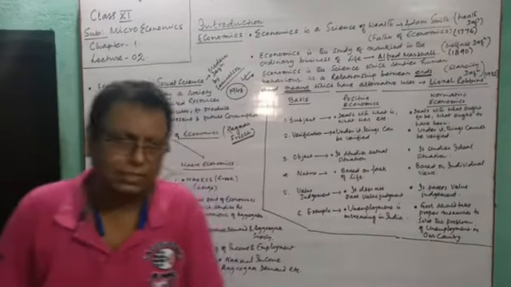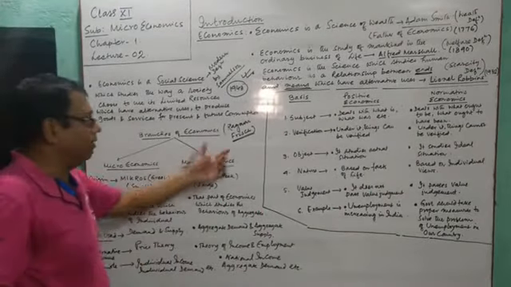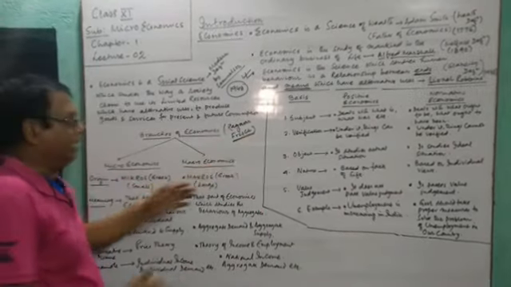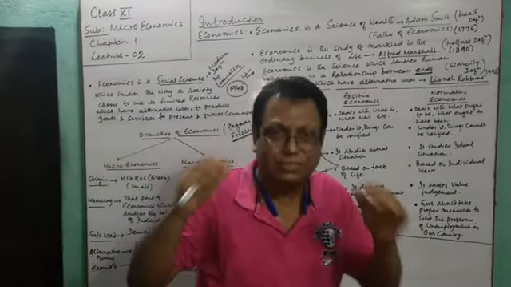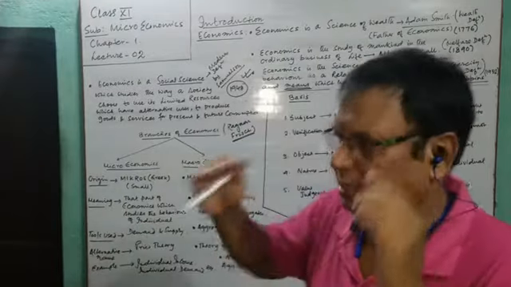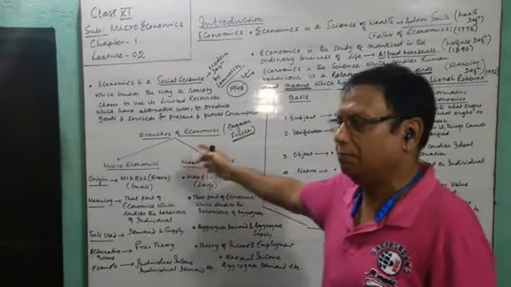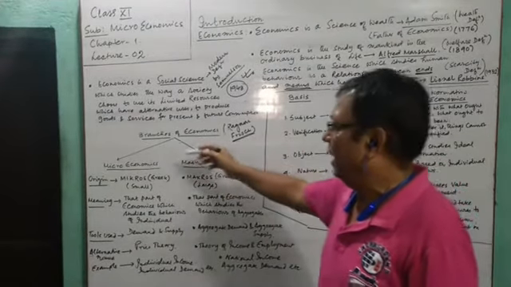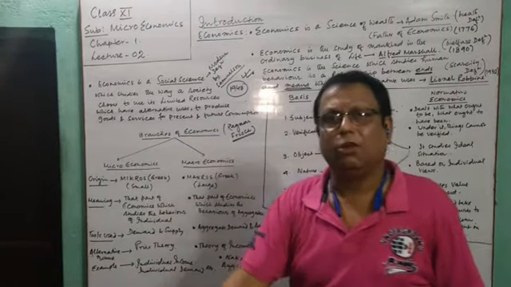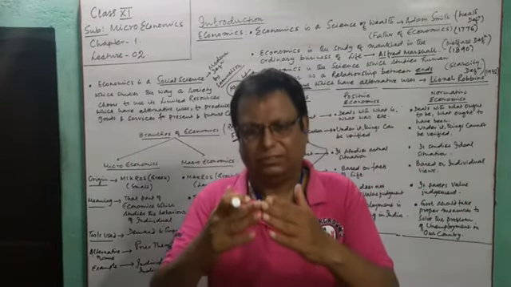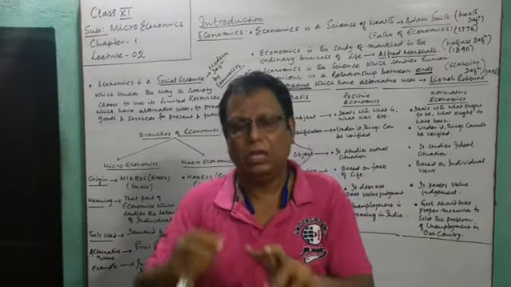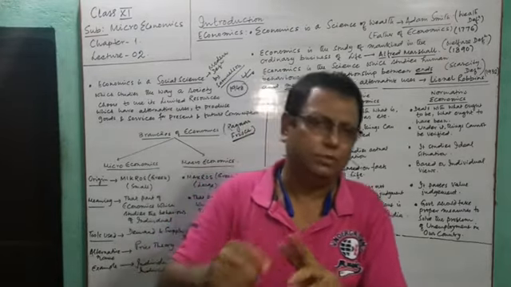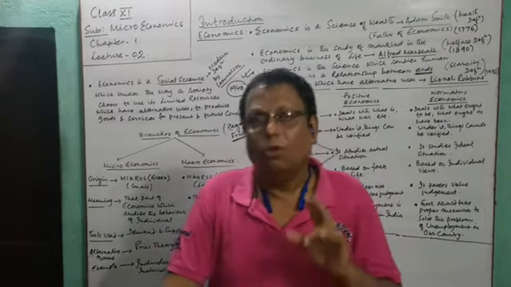And after this, Ragnar Frisch has given the types of economics. It is the classification of economics made by Ragnar Frisch. According to him, the subject matter of economics can be subdivided into two parts. One is microeconomics, the other one is macroeconomics.